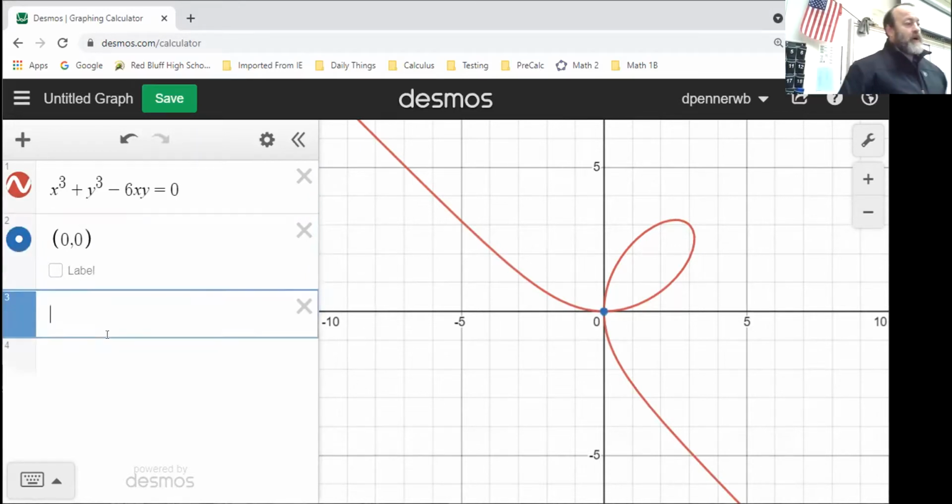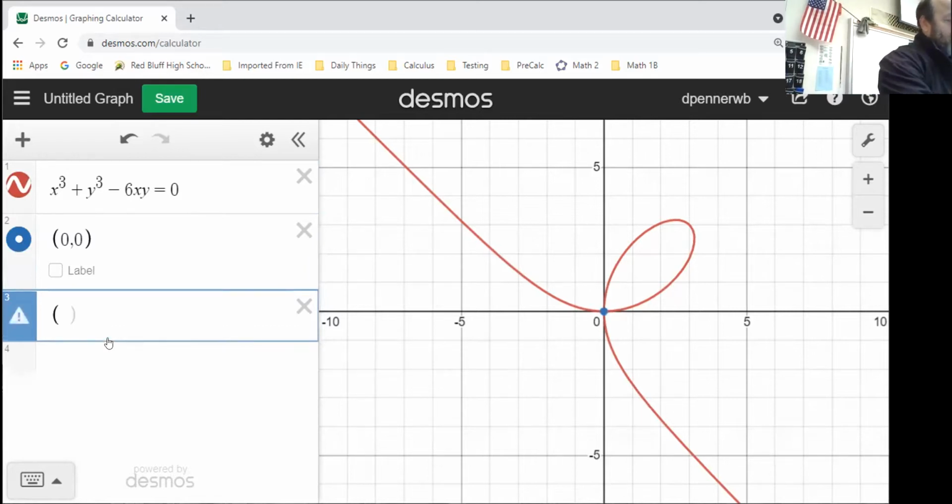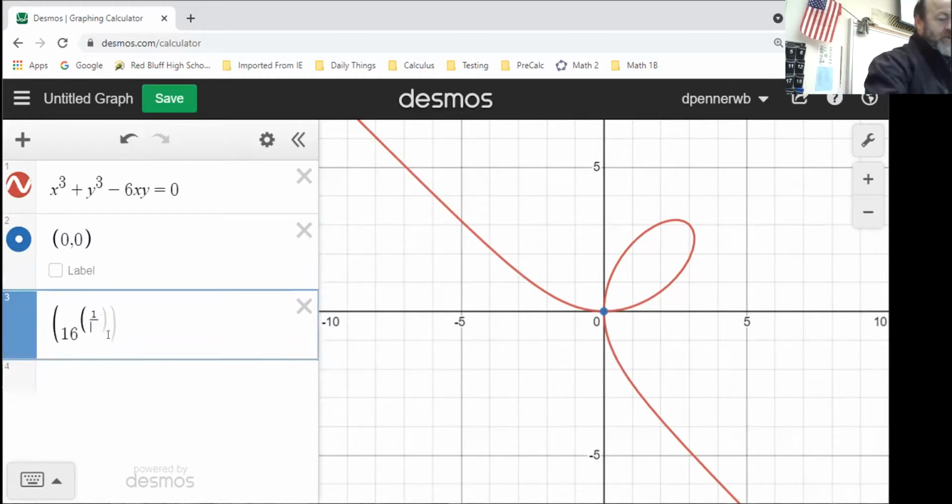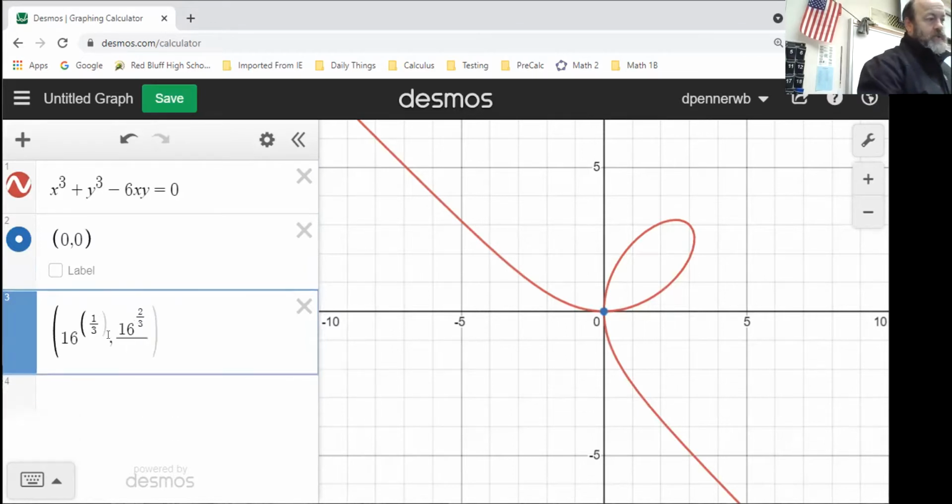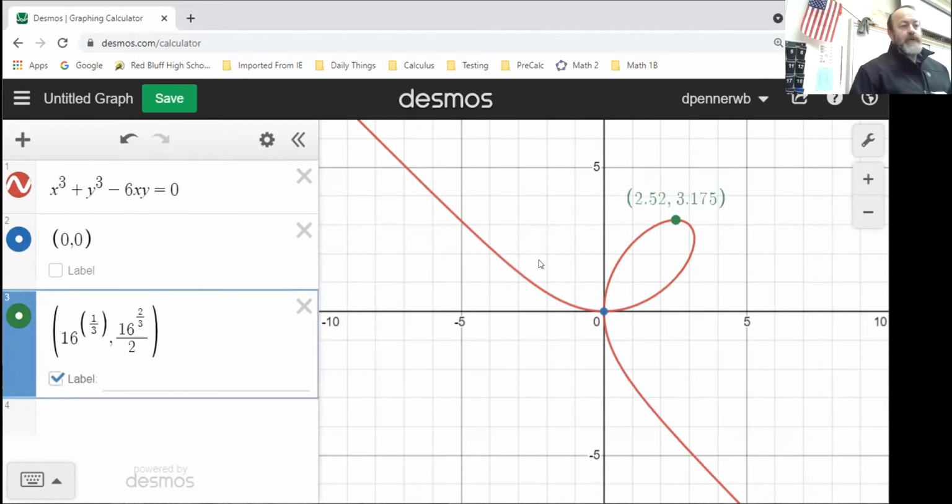The other part is a little harder to do. It was the cube root of 16, and then comma, this is the part that's going to be a little bit harder to do. It's going to be 16 to the 2/3 power, and then of course divided by 2. And that should be the other place right up here where you can see that the tangent does look like it would be horizontal.